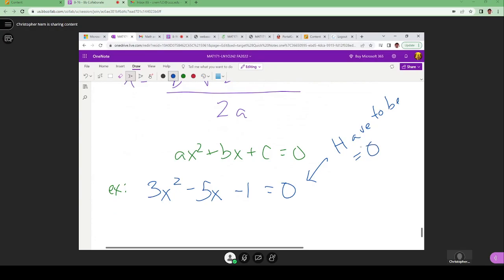Notice completing the square does not require you to be equal to 0. However, the quadratic formula and factoring do, so we have to set it equal to 0. Now, I encourage you to figure out what a, b, and c are. They will always have a value. If you don't see a value, put a 0 there. In our case, a is 3, b is negative 5, and c is negative 1.